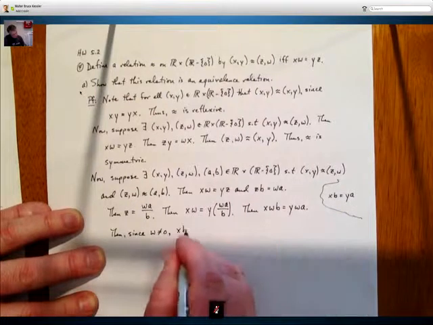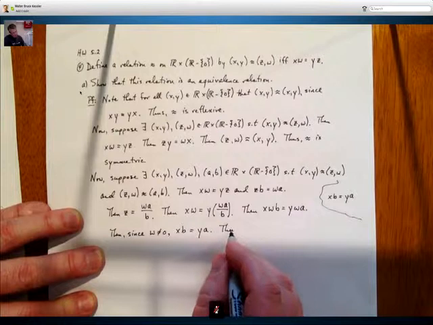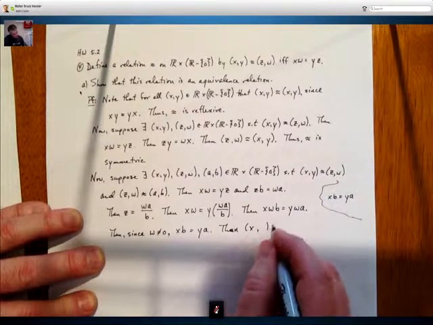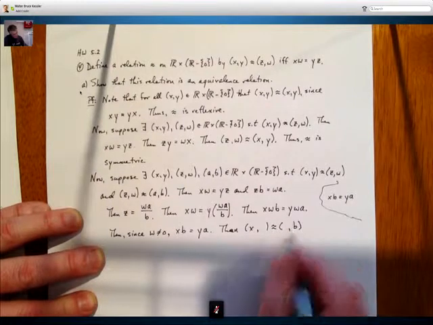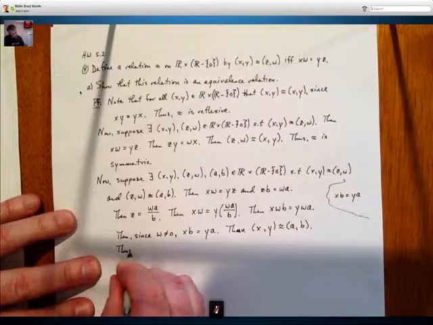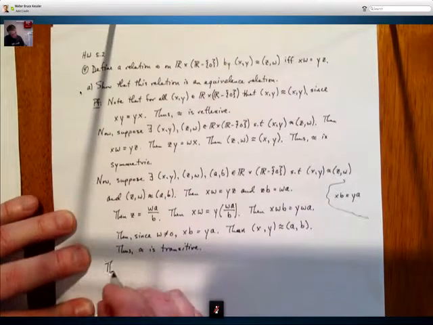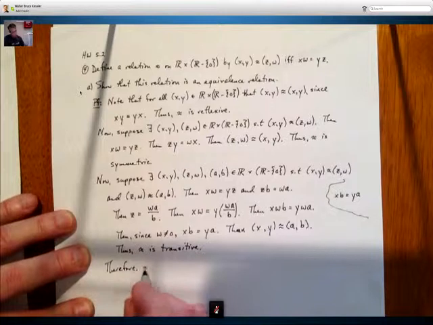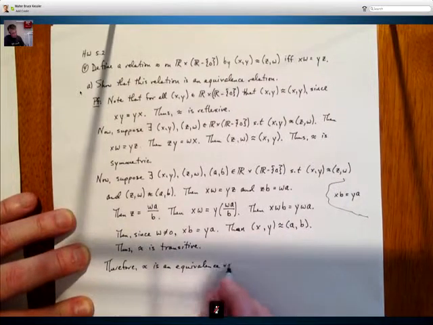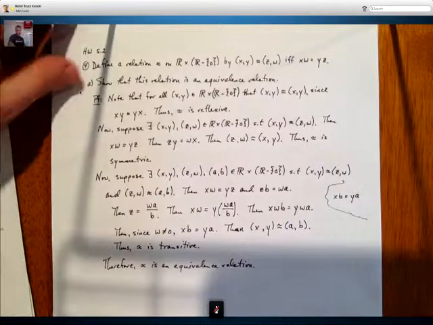We have, I can get rid of it on both sides, right? So xb equals ya. Then, I shouldn't say thus yet. X, B, Y, and A. Thus, double squiggle is transitive. Therefore, double squiggle is an equivalence relation. Okay? So we were able to pull that off.